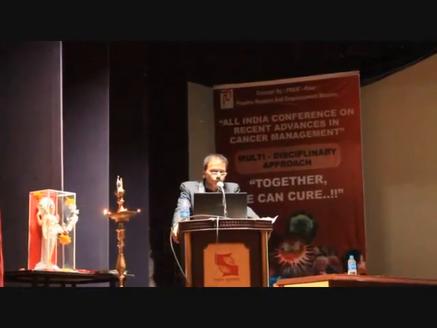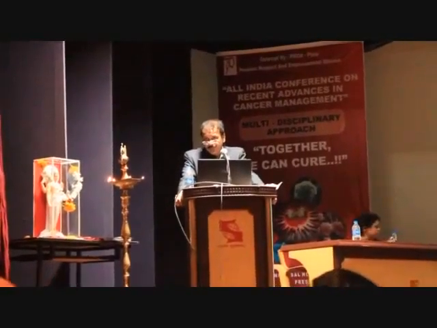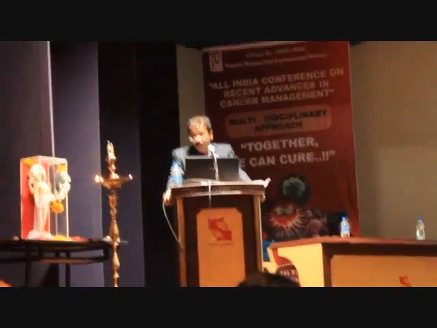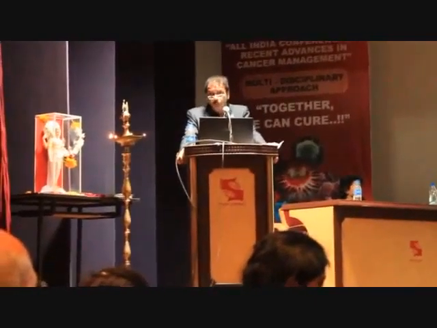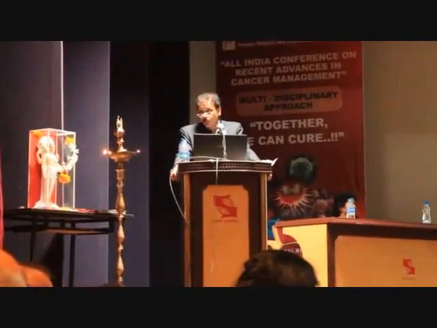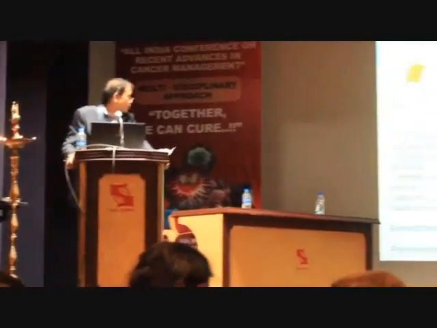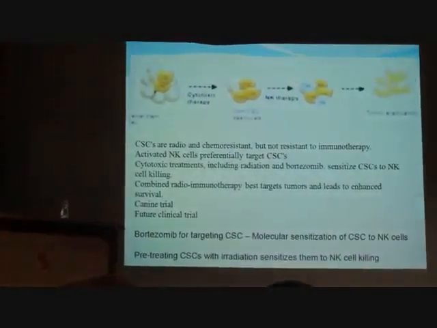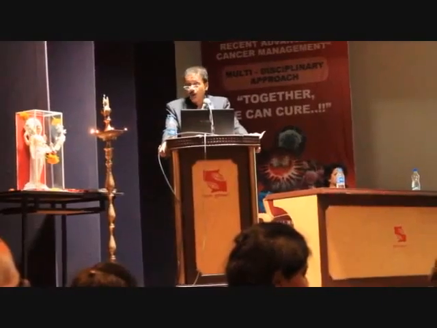This is very important, so I show one slide on how the combination of traditional or conventional methods like chemotherapy or radiotherapy can be used along with immunotherapy to eradicate the cancer. The radio and chemotherapy do sensitize the cancer stem cells to immunotherapies, particularly natural killer cells. First, what we have to do is use the cytotoxic therapy. Once we use the cytotoxic therapy, the major cancer cells will die away. What remains are the sensitized cancer stem cells, which can be attacked by natural killers or dendritic vaccines.